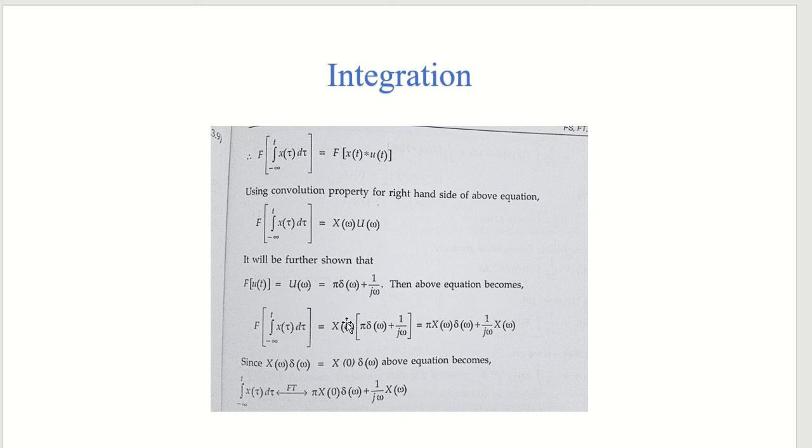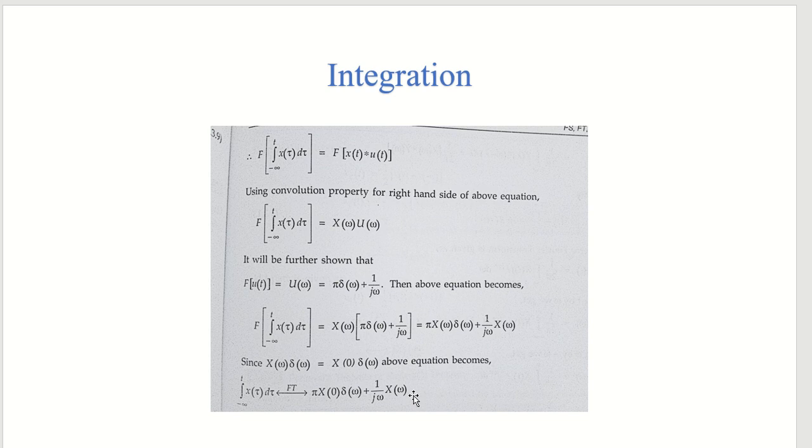It will look like this: X of omega into, this is the Fourier transform for U of omega, so you will substitute U of omega by this term, pi del omega plus 1 by j omega, right? And then you will simply multiply your X of omega in this bracket and you will get this term. And because X of omega into del omega will be equal to X of 0 del omega, this equation will be represented by this formula as well, right?